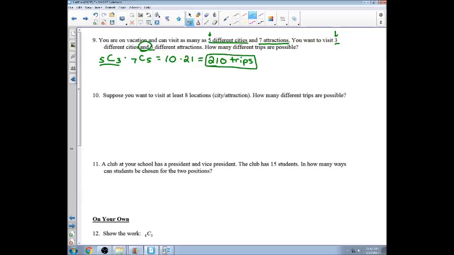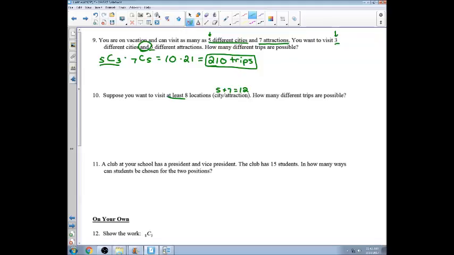Okay? Suppose you want to visit at least 8 locations. Well, the number of locations is going to be my 5 cities plus my 7 attractions, so it'll be 12 different locations. How many different trips are possible? I want to visit at least.